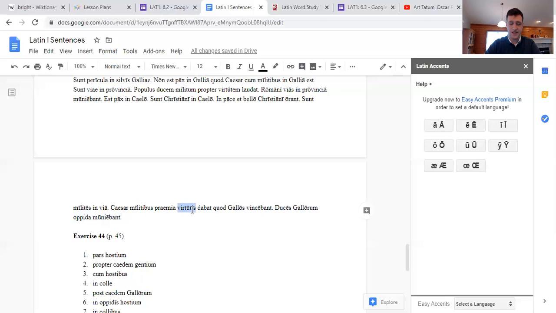And this is from virtus, excellence. So let's try it this way. Caesar was giving the rewards of excellence to the soldiers. What does that mean? The rewards for excellence. So the soldiers who were excellent get rewards. And that's how that genitive fits in there. Okay, that's our main clause.